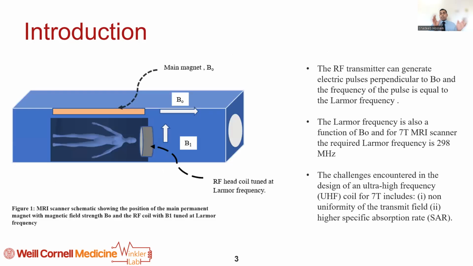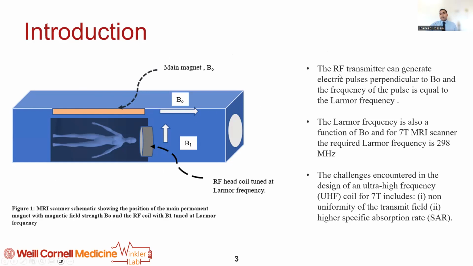You could see in this diagram how a schematic of an MRI scanner looks. You could see the main magnet, and then there's the RF coil. We are designing the RF coil for 7 Tesla. So our main objective is to design a head coil for 7 Tesla.